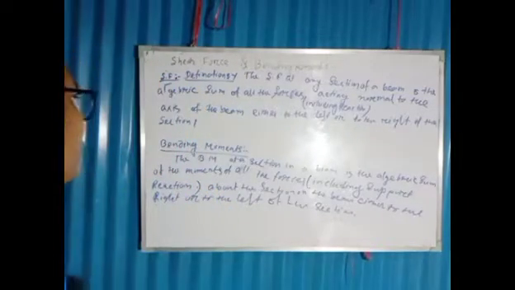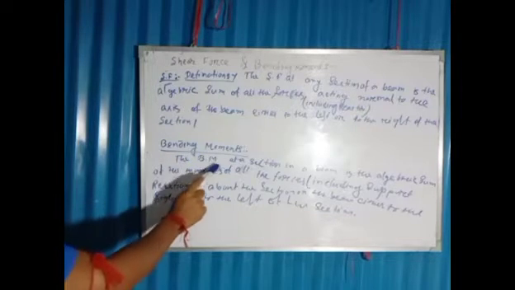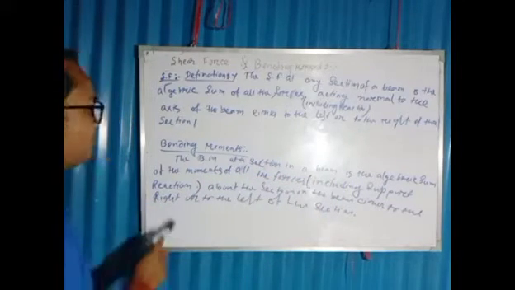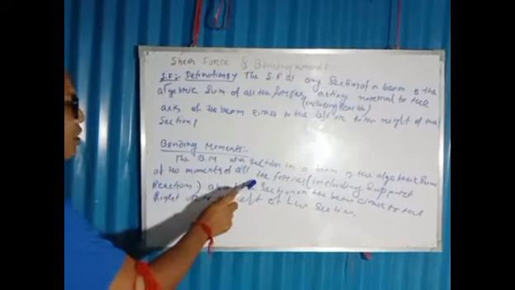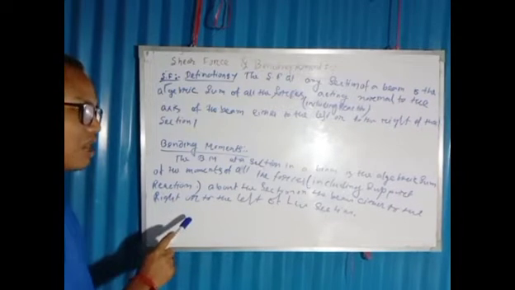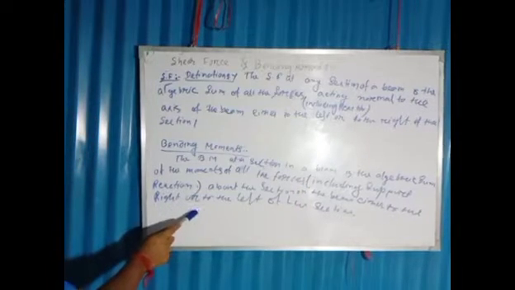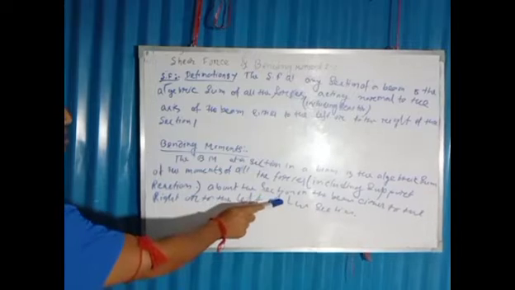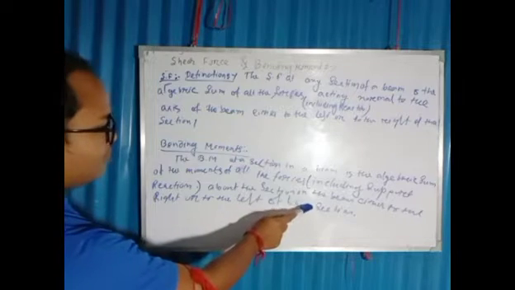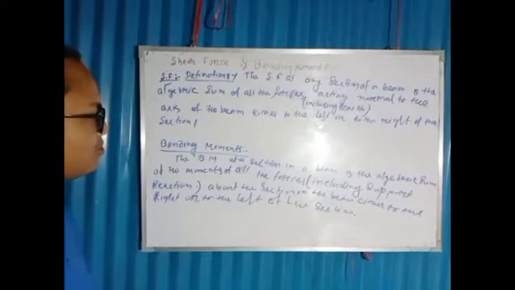Next point is bending moment. The bending moment at a section in a beam is the algebraic sum of the moments of all forces, including support reactions, that is, we take the supporting reactions which support the beam, about the section of the beam, either to the left or right of this section.